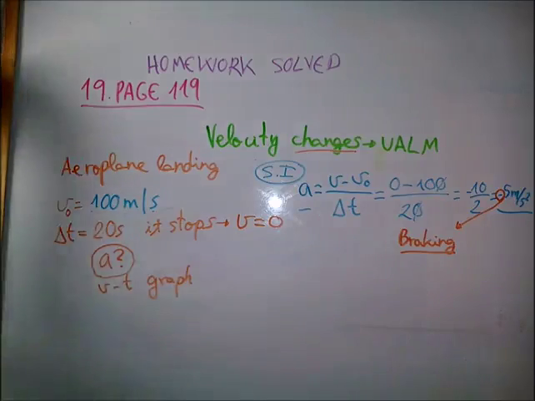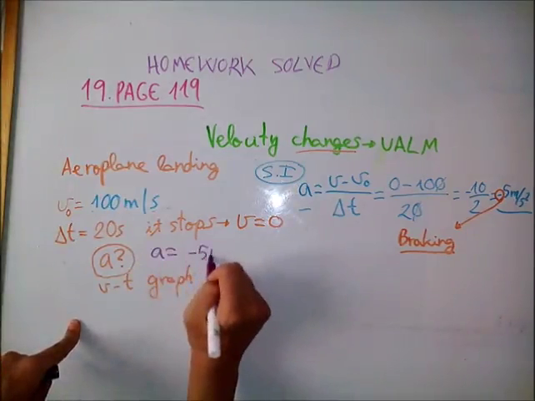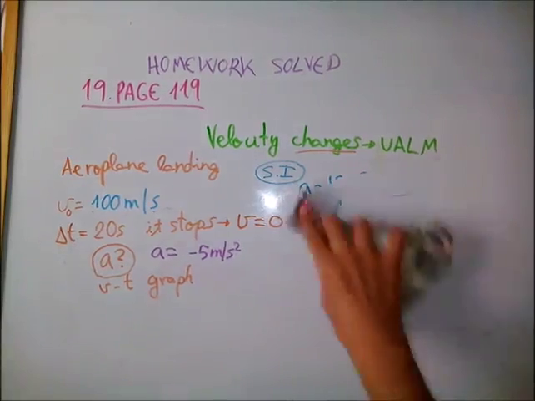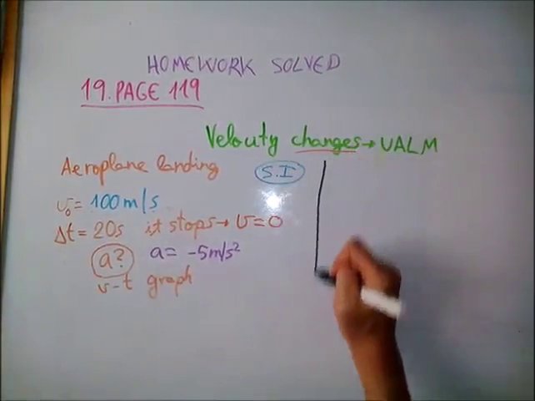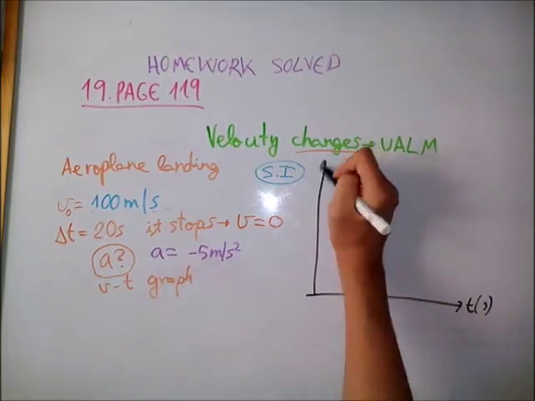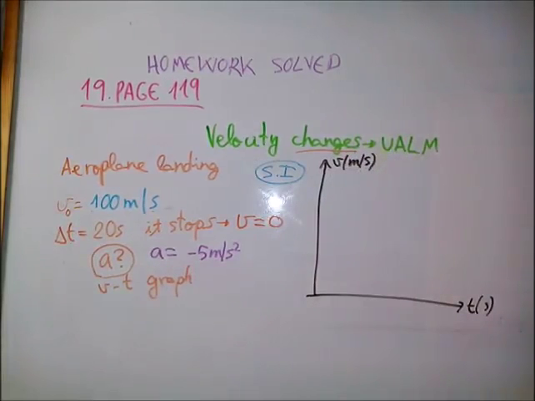So we already know the acceleration. I'm going to write it here. Acceleration equals minus 5 meters per second square. I'm going to erase all these calculations. And what we're going to do now is we're going to represent the graph. So we write the axis in here, time in seconds, velocity in meters per second. And what we're going to be doing is to represent this motion.